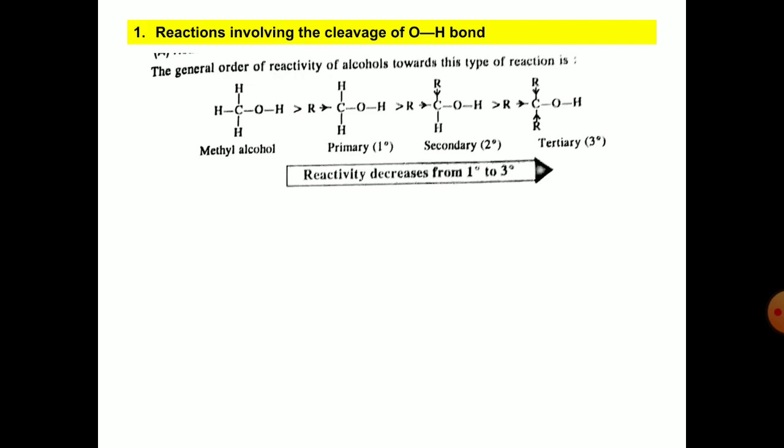So if we go for the reaction rate or the relative reactivity, which will be more reactive? Which will be more reactive? In general order, the reactivity of alcohols towards this type of reaction is: methyl alcohol is more reactive than primary alcohol, then it is more reactive than secondary alcohol, which is more reactive than tertiary alcohol, because the most stable ion will be more reactive.